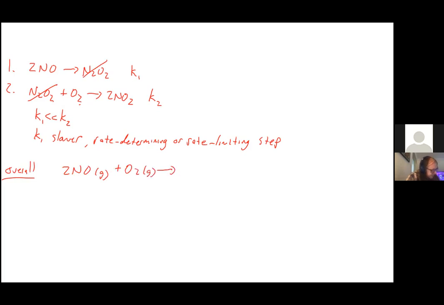Goes to 2NO2. Okay. Now, we don't know what the rate law is from the overall. Remember, I said that earlier, we can't tell what it is for the overall. You have to do it from our analysis of the mechanism.